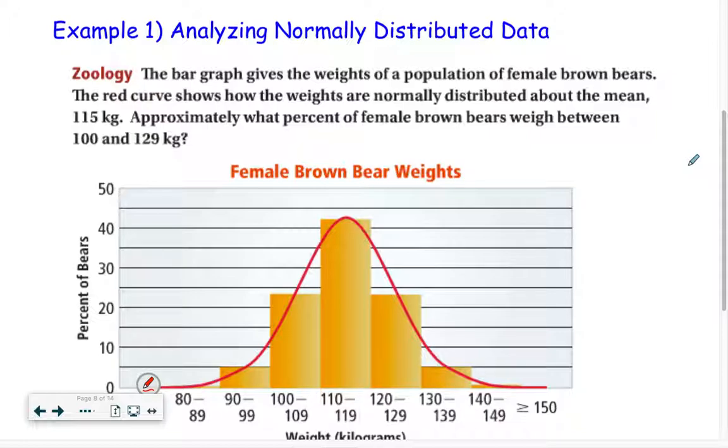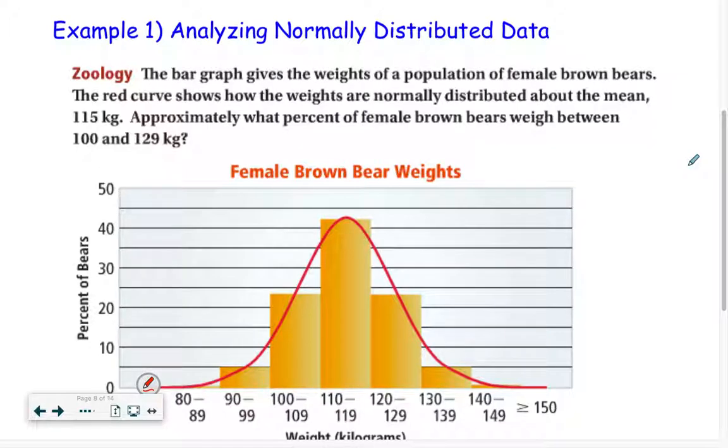Okay, back to our normal distributions. That's pretty much what we're focusing on. That was just a little vocab. But we have female brown bear weights that are normally distributed. It says the red curve shows how the weights are normally distributed about the mean of 115 kilograms.